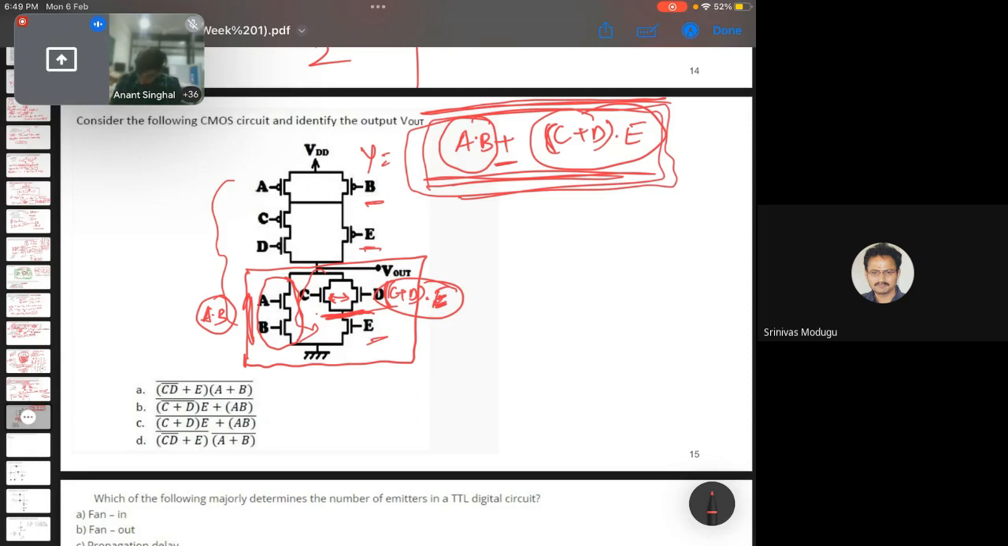So by checking the options, the correct option is option C, not A and B. So whosoever has written A and B, are you clear now? Or do I need to explain it once more?